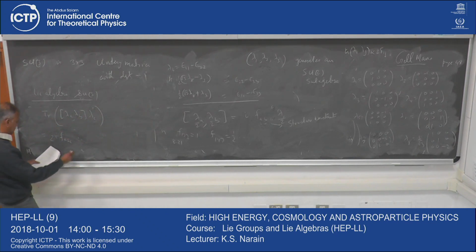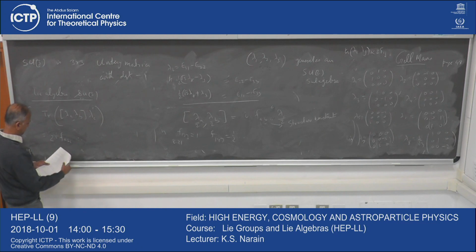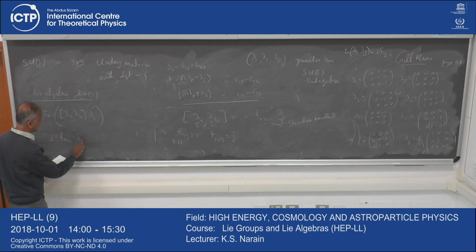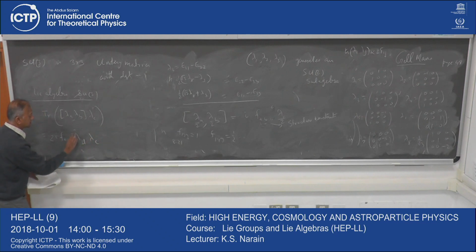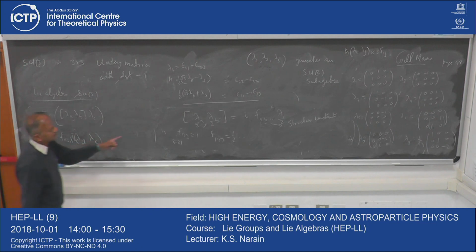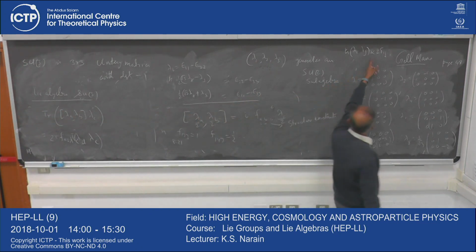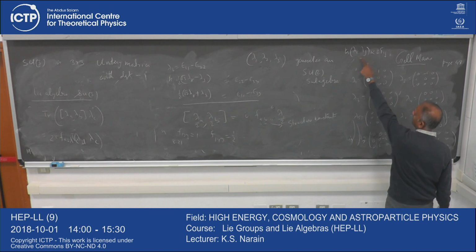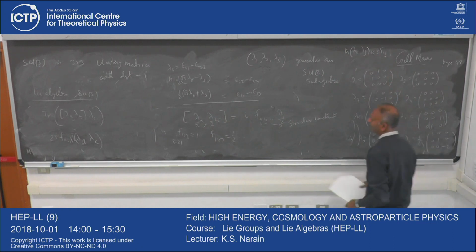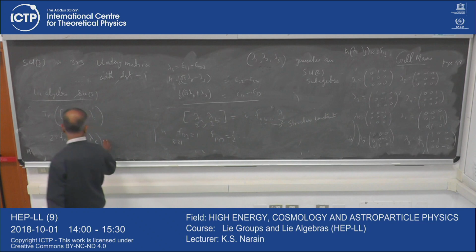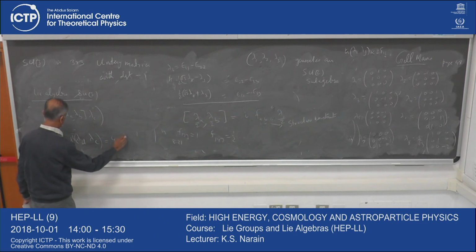And then this will be equal to f_ABD lambda_D, times lambda_C, and I have to take the trace over this. But now use the fact that the trace of lambda_D lambda_C is 2 delta_DC. So you get, this is the same as 4i f_ABC.